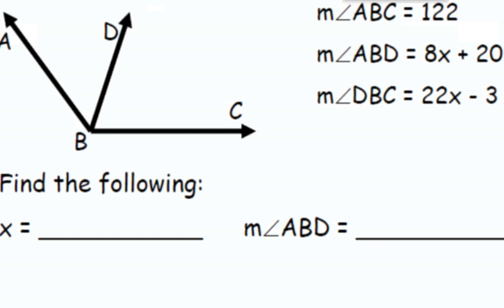Okay, so here comes the algebra. Same principle, the two little angles added together make one big angle. So all you have to do is read the road map, right? I'm going to start out with angle ABC, which is my big angle, is 122. Then the measure of ABD, this guy right here, is 8x plus 20. And the measure of DBC, this little guy right here, is going to be 22x.